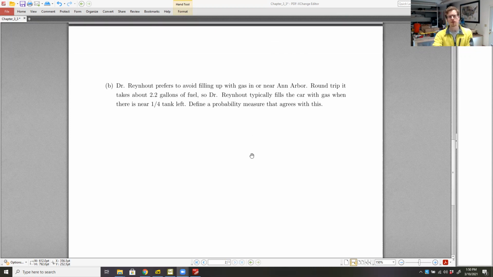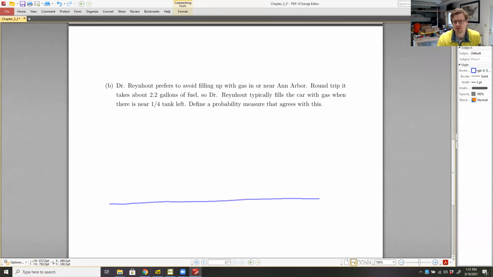So we want to define a probability measure that agrees with this idea. And rather than defining it like we did in the previous example, we can define the idea of it using a graph. And this is perfectly sufficient for us. It matches nicely with what we'll be taking a look at in the next section.